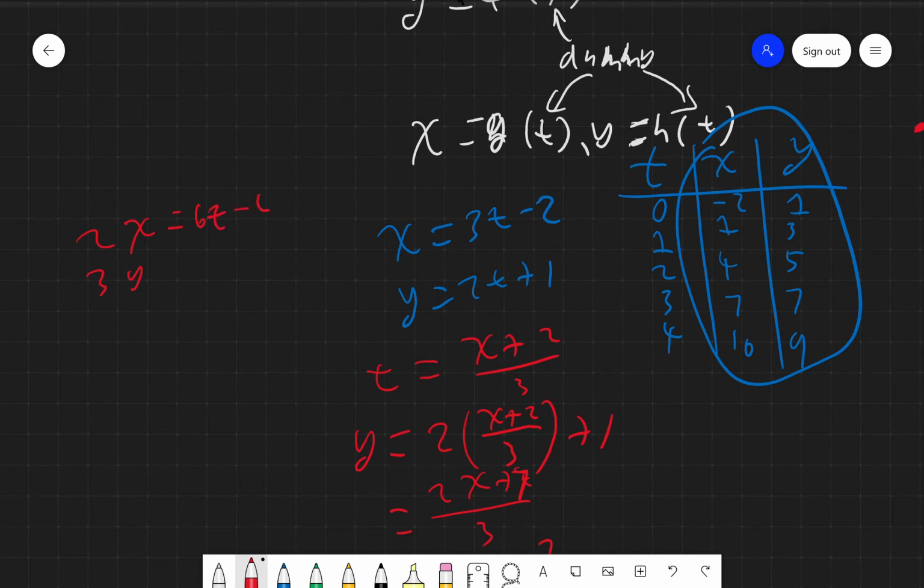6t minus 4 is equal to 6t plus 3. We substitute, and we get 2x minus 3y equals -7. And that's the same thing. You can convert it if you want, but it's the same thing. Cool. Now, we can also use more complicated ones later on, but for now, we're all good.